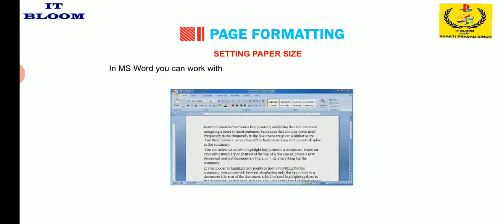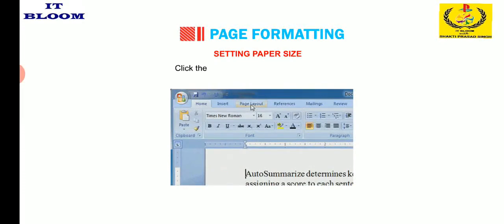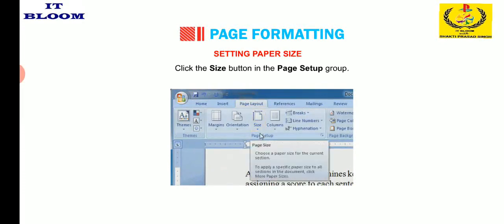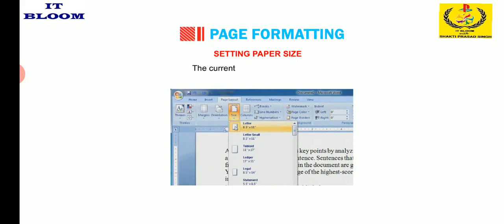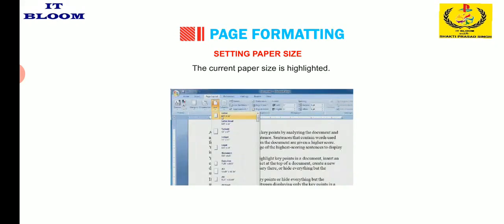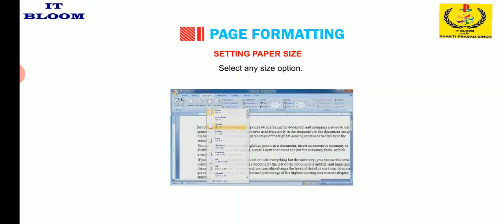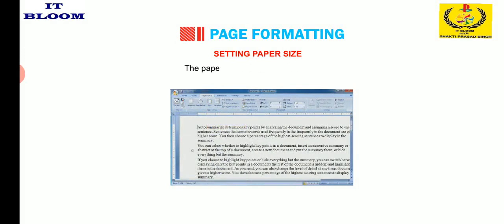Let me now tell you how to set paper size. In MS Word, you can work with different sizes of paper, but the available selections depend on the type of printer you use. Select the Page Layout tab. Click the Size button in the Page Setup group. The current paper size is highlighted. Select any size option and the paper size of the document changes, or click on the More Paper Sizes option.